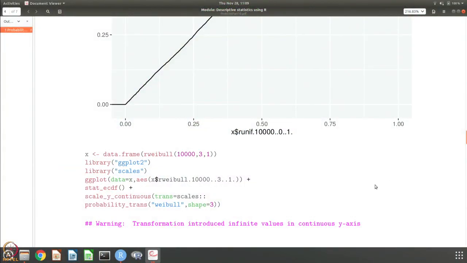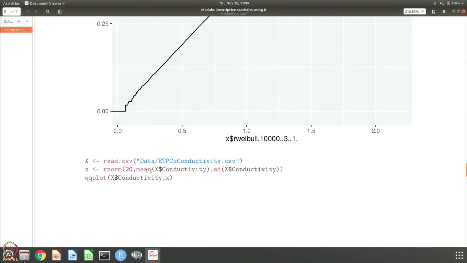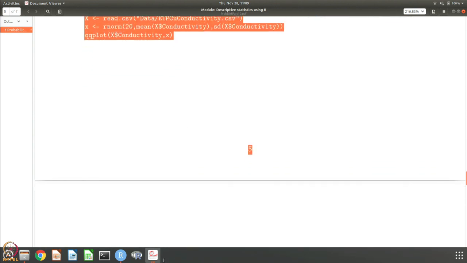Okay, so we will also look at an example of the QQ plot, which is a quantile-quantile plot. And for doing that, again, I am going to go back to the copper electrical conductivity example, which we have seen.